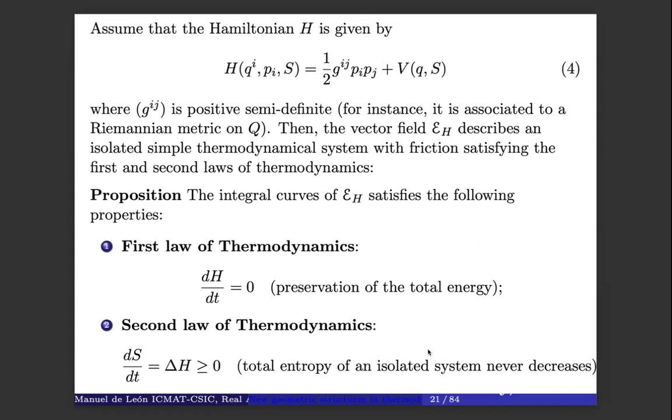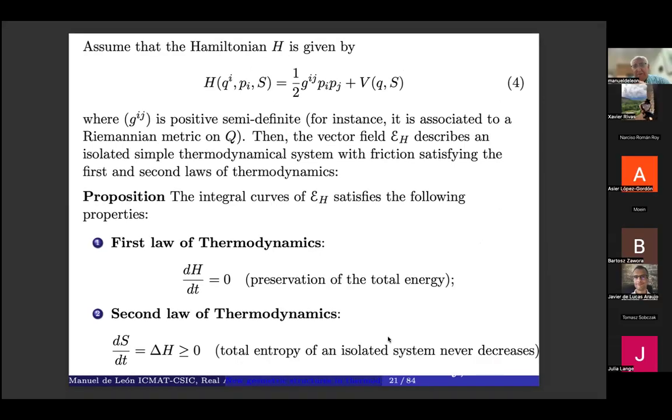Okay, wonderful. Now we will have these things. So if a Hamiltonian comes from a Riemannian metric g, we have some potential P depending on q, and S will be the entropy. So we can prove these two properties. The Hamiltonian is preserved along the evolution vector field, as we showed before. And this is the first law of thermodynamics.